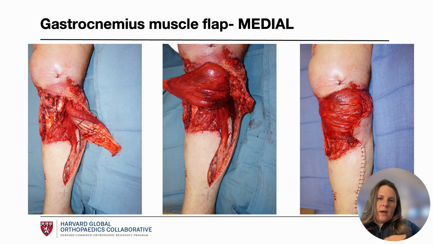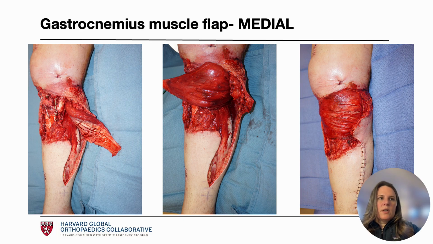And then once you've dissected both planes, you're going to identify the raphe between the medial and lateral gastroc muscles. And then you're going to separate the medial gastroc from its insertion into the Achilles, and then start to elevate it, carefully separating it from the lateral gastrocnemius muscle along the raphe.